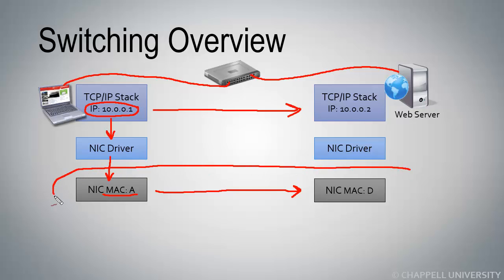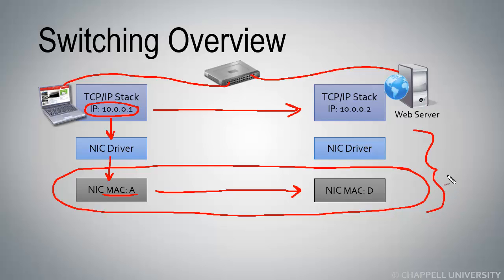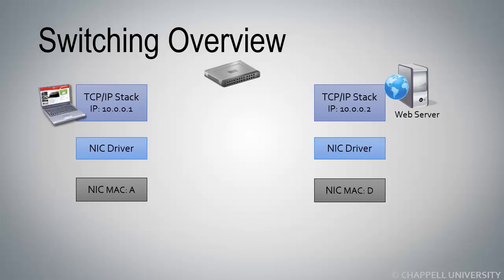Switches forward traffic based on the MAC address information. Switches do not forward traffic based on IP addresses. If you have a switch that does forward traffic based on IP addresses, it's acting as a router. Down here, this area is considered layer 2, the data link layer on the OSI model. Above that is layer 3, the network layer of the OSI model. Switches are layer 2 devices. So let's take a look at how a switch behaves when packets arrive.